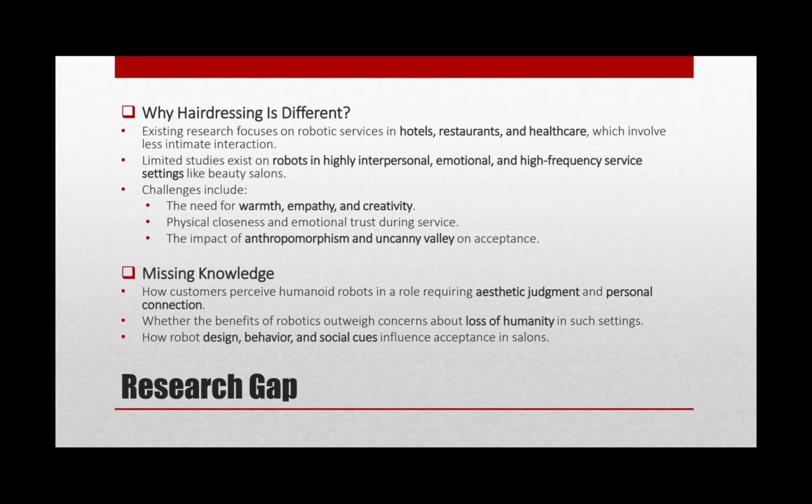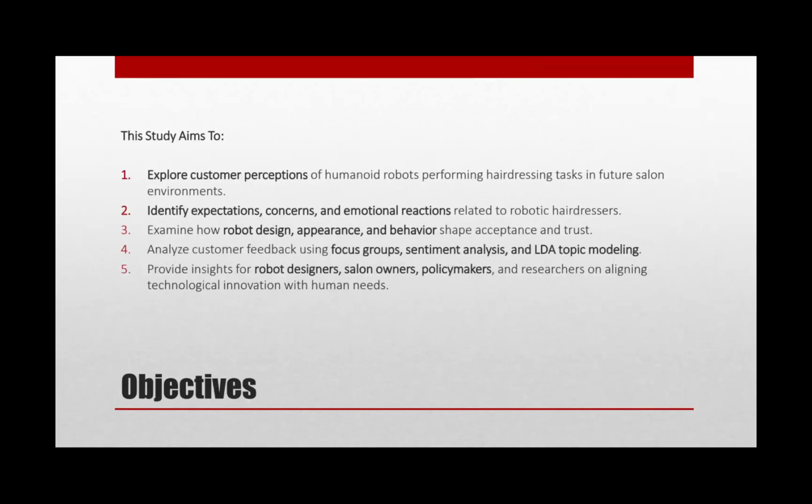So in order to address these gaps, we have some objectives for this study: explore customer perception of humanoid robots, identify expectations, concerns, and emotional reactions, and robot design, appearance, and behavior that shape acceptance and trust, using two different techniques, a focus group and machine learning.